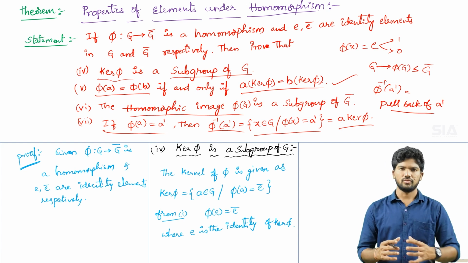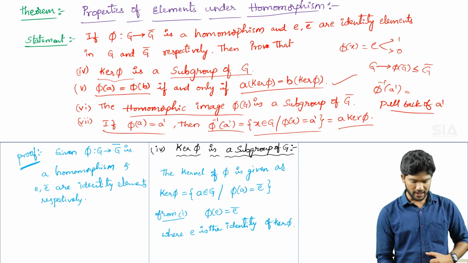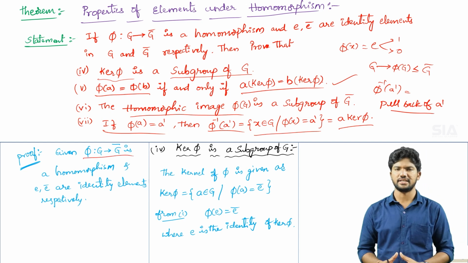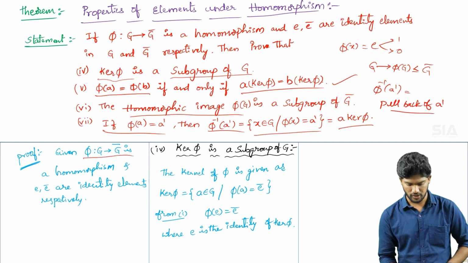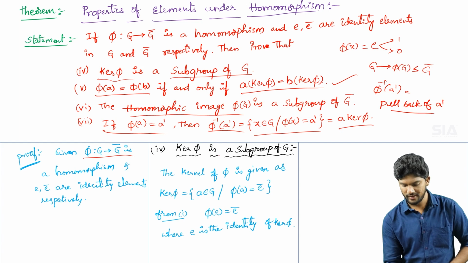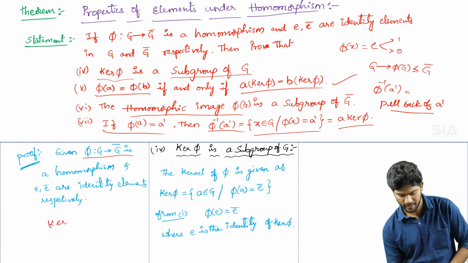So now we are going to solve these properties one by one. Now start with the fourth property. Given phi mapping G to G dash is a homomorphism, and E and E bar are the identity elements respectively. So for the fourth condition, kernel phi is a subgroup of capital G. We have to prove that kernel of phi is a subgroup of capital G.